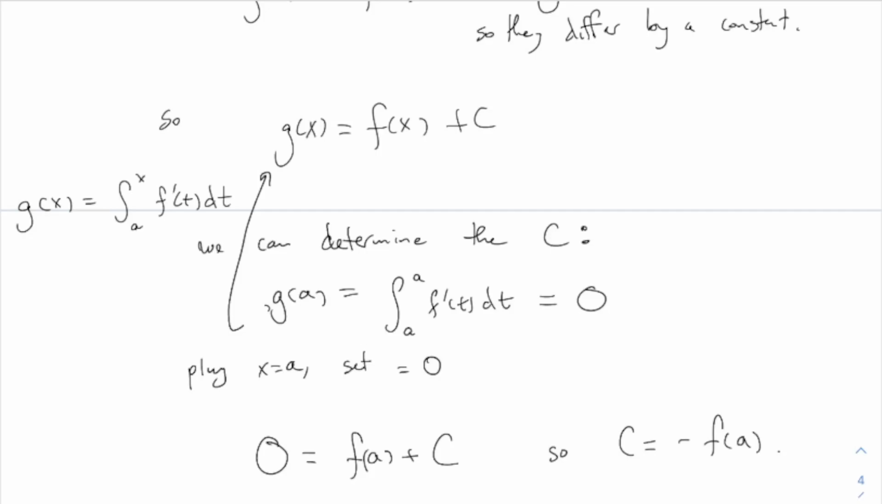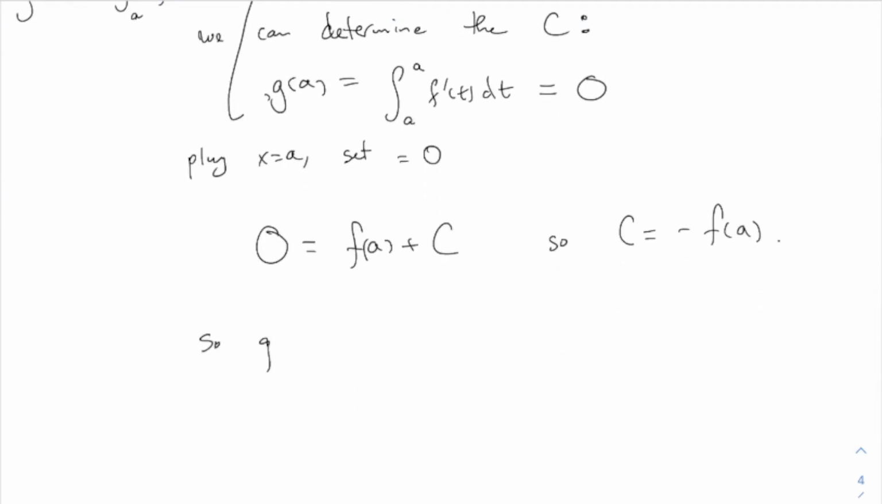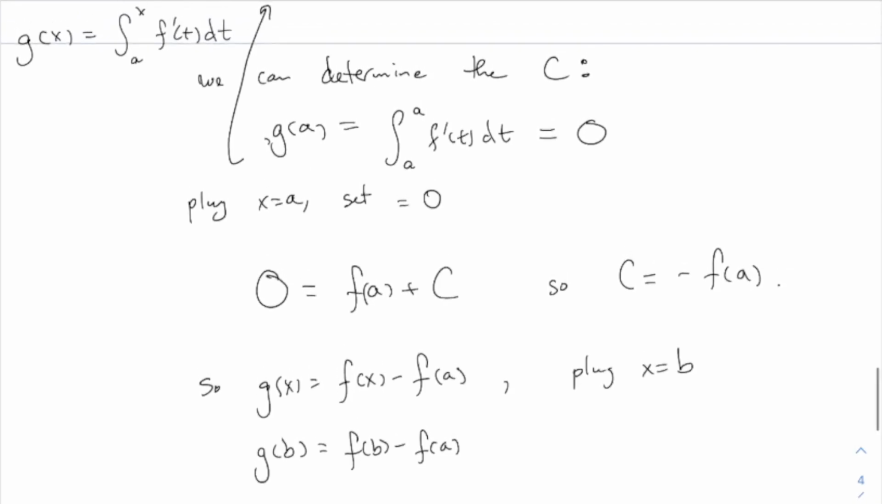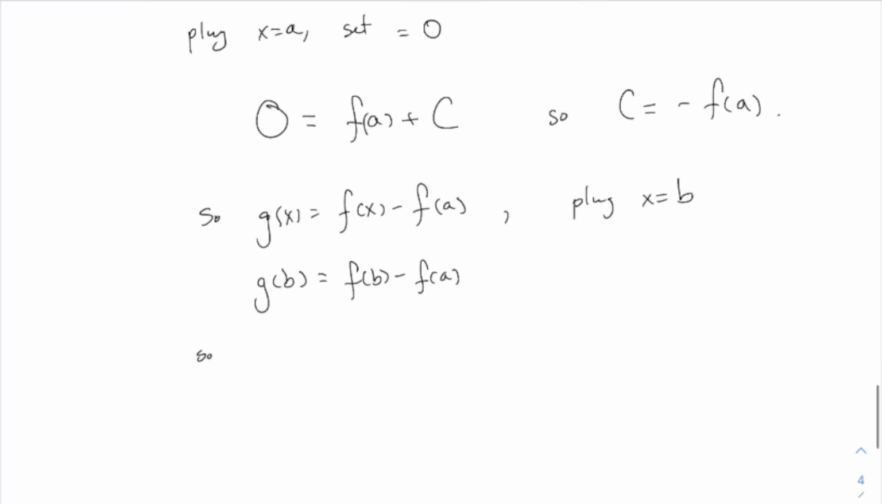All right, anyway, I'm going to rewrite this here. g of x equals f of x plus c, but I just said c is negative f of a. So g of x is f of x minus f of a. And now, just for fun, we're going to plug in x equals b. And this will be the fundamental theorem of calculus part B, or part 2: g of b equals f of b minus f of a. Remember the definition of g, which is at the top there, the integral. So g of b means the integral from a to b of f prime of t dt equals f of b minus f of a. This is the fundamental theorem of calculus, the second part.